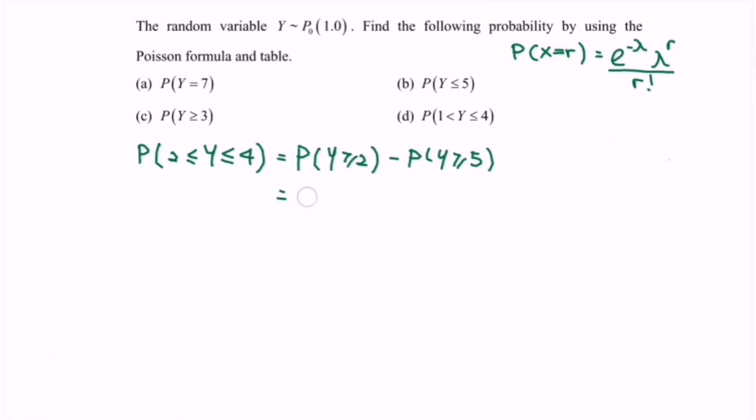So here we have 0.2642 minus 0.0037. The probability that y is greater than 1 and less than or equal to 4 will be equal to 0.2605.